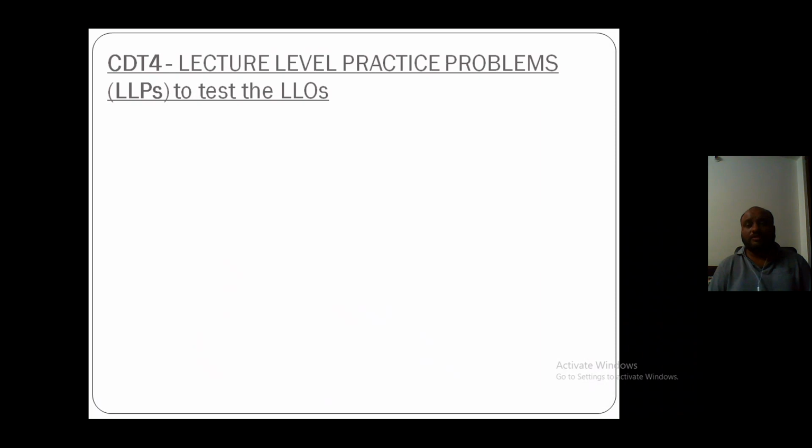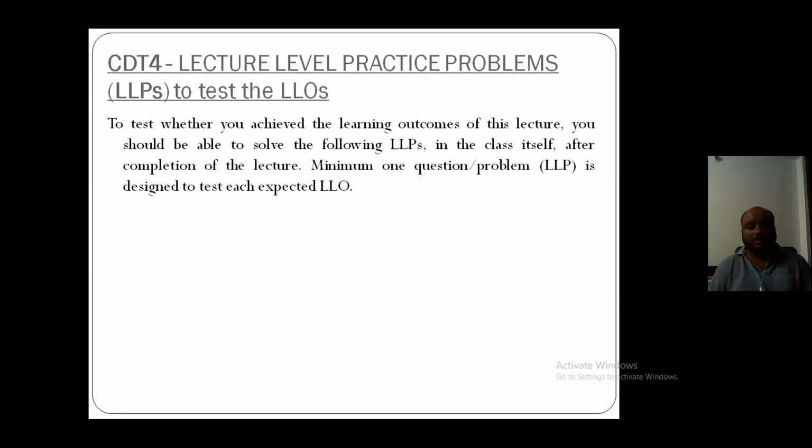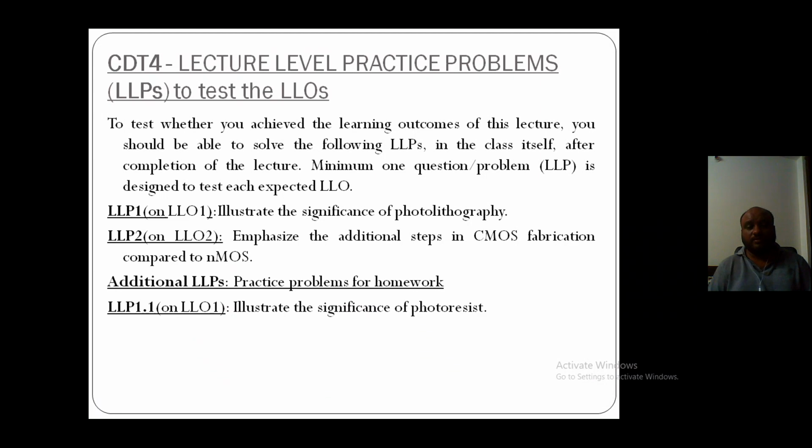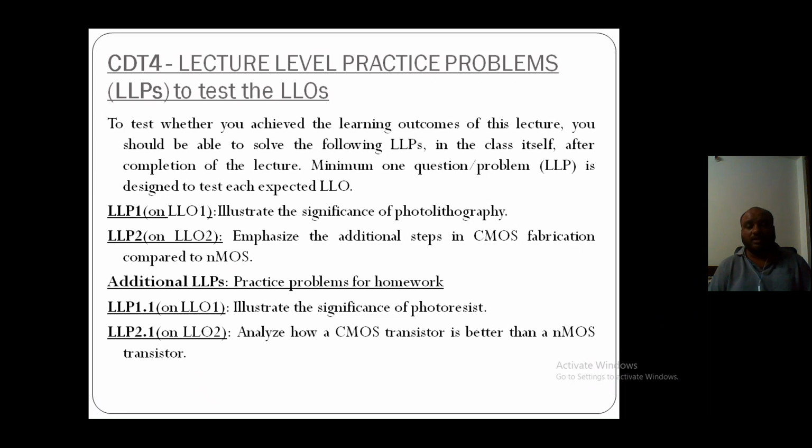For the lecture level practice problems for this topic, you can have a look at LLP1, lecture level outcome 1, based on illustrating the significance of photolithography. LLP2 emphasizes the additional steps in CMOS fabrication compared to nMOS. Additional LLPs illustrate the significance of photoresist and analyze how a CMOS transistor is better than an nMOS transistor.